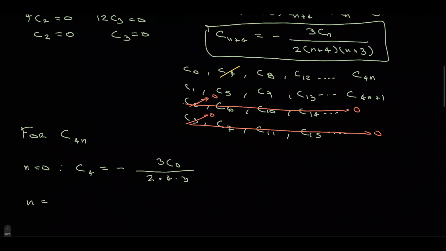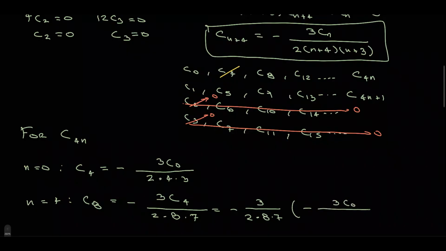Well, you don't have to do this anyway. So for c sub 4, that is going to give us c sub 8 equals negative 3 c sub 4 over 2 times 4 plus 4, which equals 8, times 4 plus 3, which equals 7. But you might want to write this c sub 4 in terms of c sub 0, as we did before. 3 over 2 times 8 times 7 times c sub 4, which is negative 3 c sub 0 divided by 2 times 4 times 3.